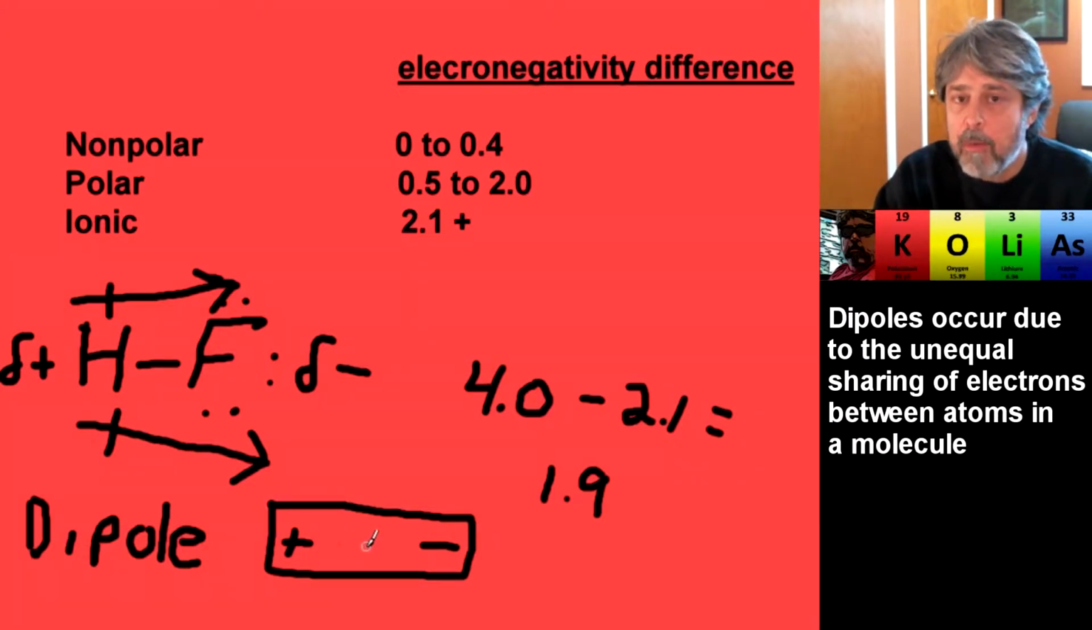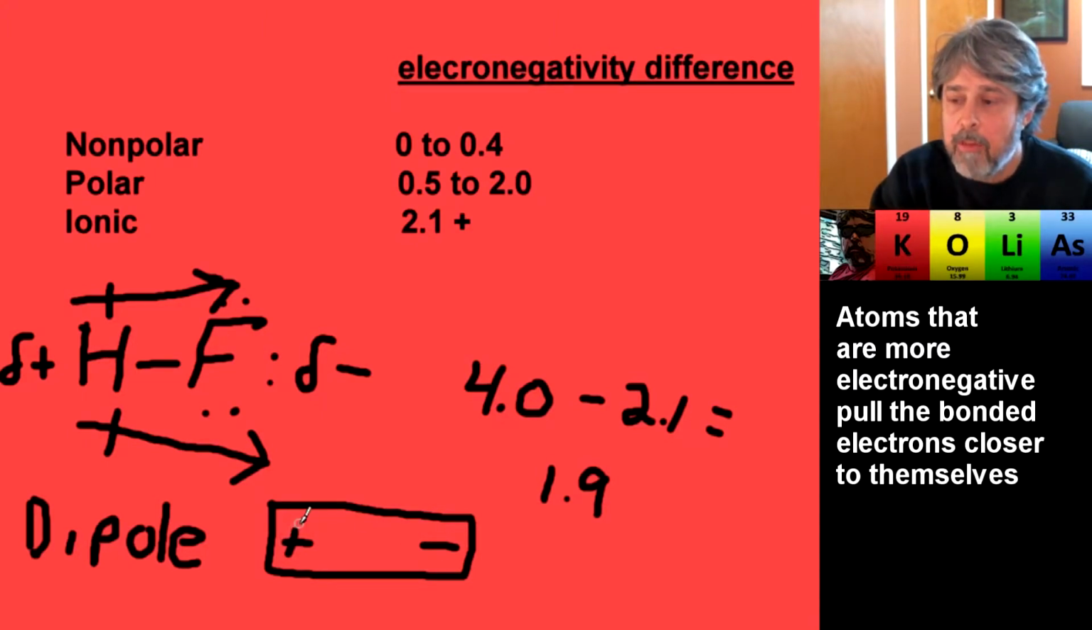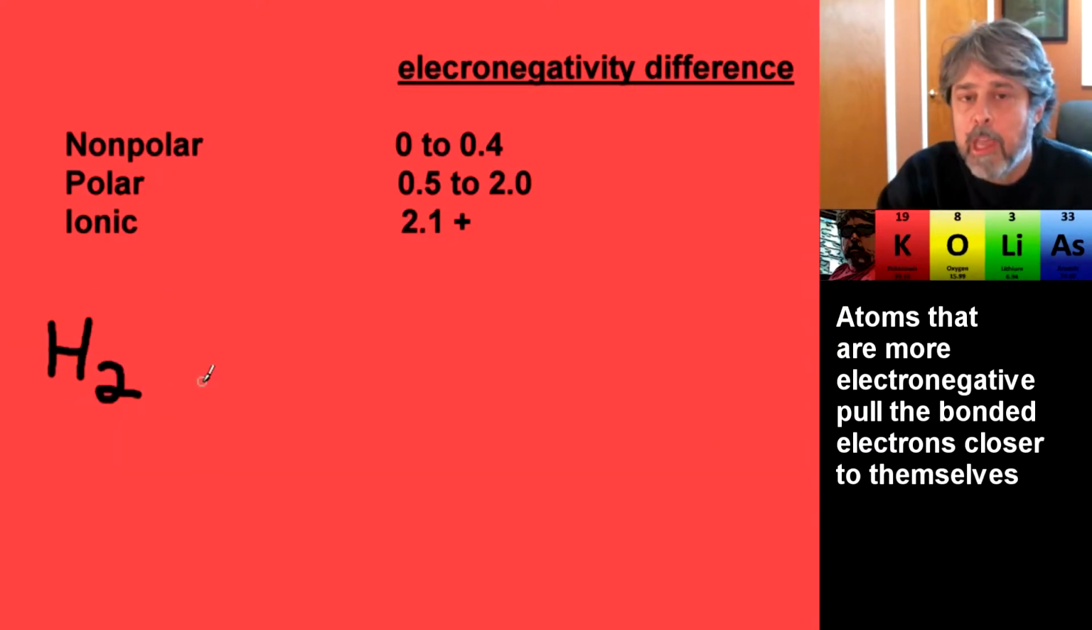I'm sure you've seen bar magnets that are like this, where one side's negative, one side's positive. If we have this going on, this means we have a dipole. We have more electron density on one side of the molecule as opposed to the other. Let's look at another example here.